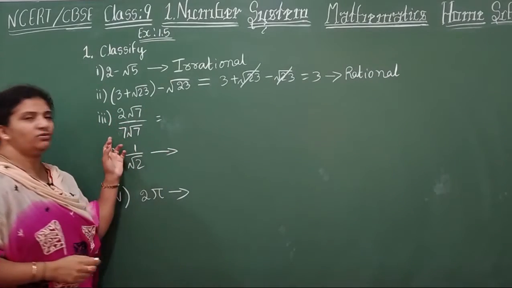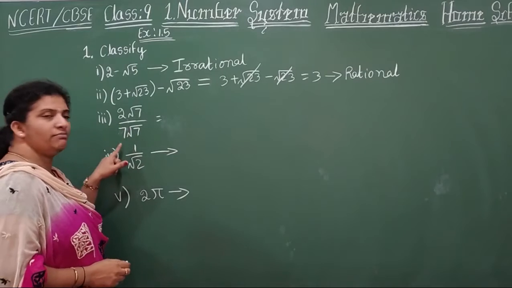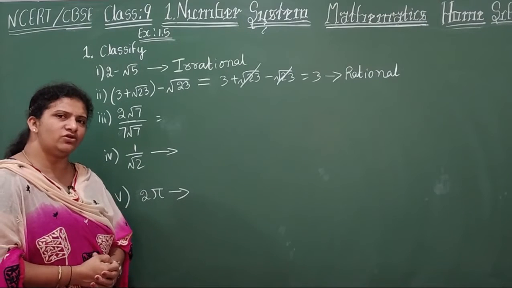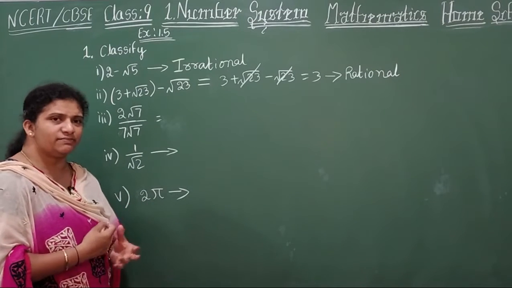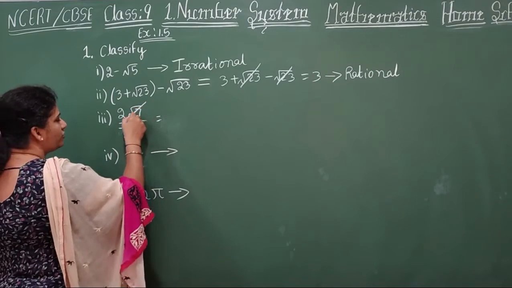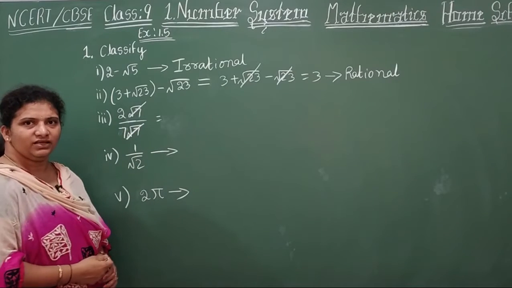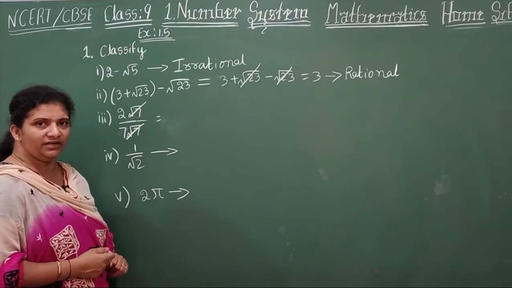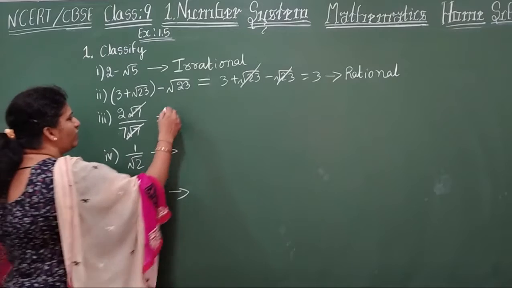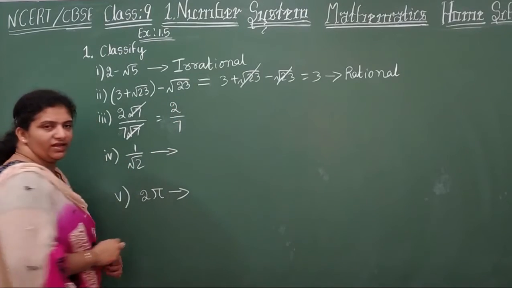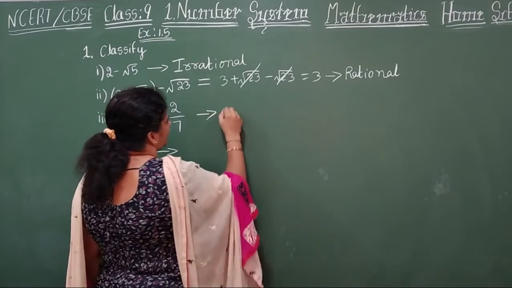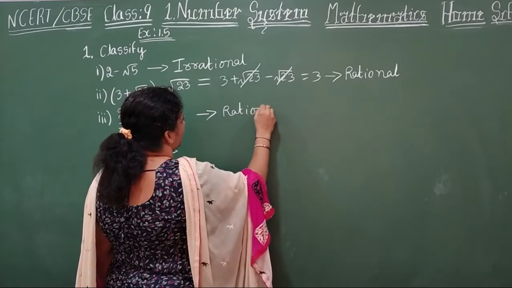So coming to your third question here children. 2 root 7 by 7 root 7. How do you write this? Can you simplify further? Yes, you can simplify. Here, root 7 will be cancelled. How can you split? 2 is a multiple, right? So this one can be cancelled. If it is cancelled, what are you left with? 2 by 7. Now what is this 2 by 7? It is a rational number. So I can write this as rational.